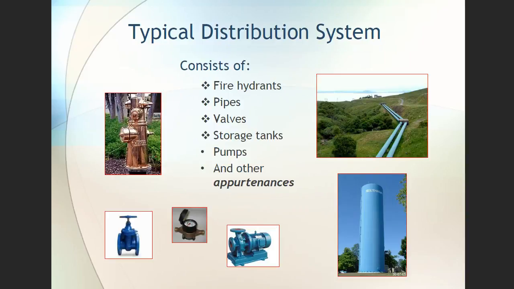A typical distribution system consists of fire hydrants, pipes, valves, storage tanks, pumps, and other appurtenances. An appurtenance is like a meter or an air vent or any of those kinds of things.